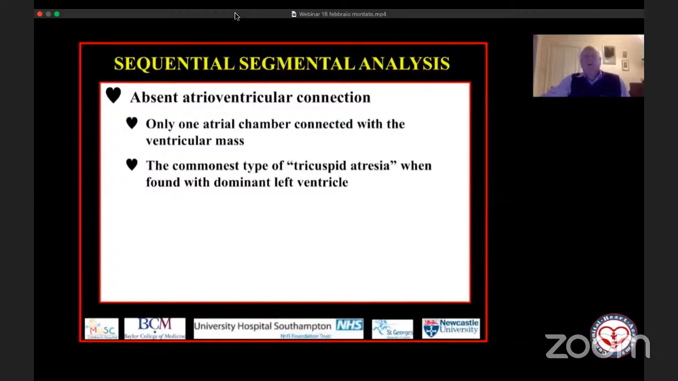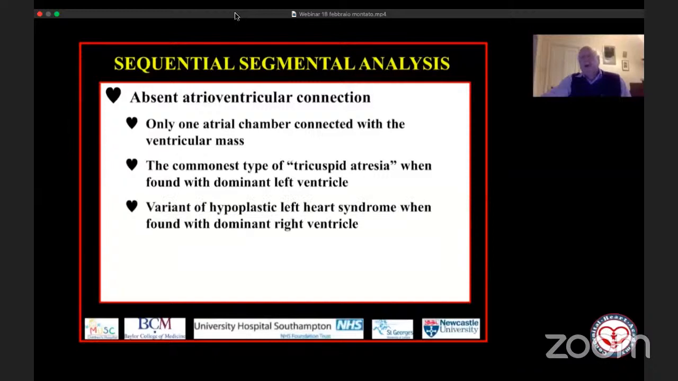And they are absence of one or other of the atrioventricular connections. And when one of these connections is absent, it follows that only one atrial chamber will be connected with the ventricular mass. Perhaps the commonest type of this is tricuspid atresia, although nowadays we know that we also find absence of the left atrioventricular connection in the setting of hypoplastic left heart syndrome. And when we have hypoplastic left heart syndrome, then the dominant ventricle is morphologically right.